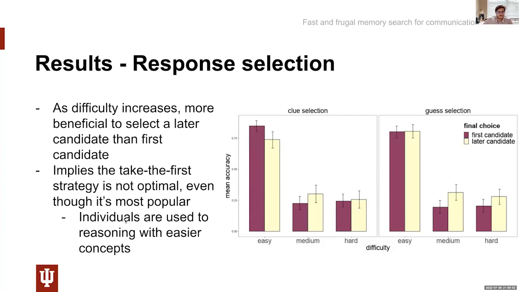This was assumed to be because individuals are used to reasoning with easier concepts. Usually when we deal with harder concepts, we would like to break them down into easier parts that we feel actually work to our benefit. So when dealing with only hard concepts, or medium to hard concepts, it was not always the first thing that worked that was the best.